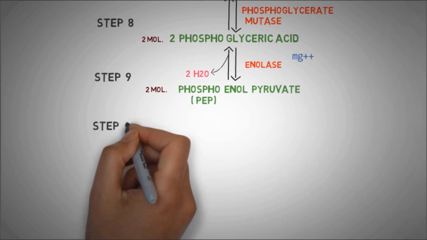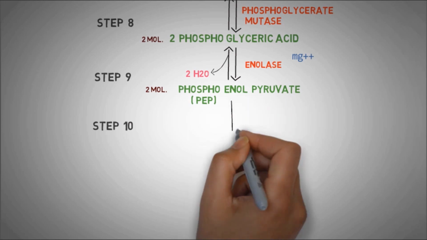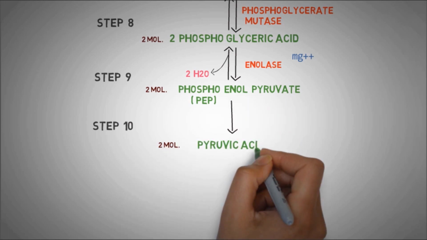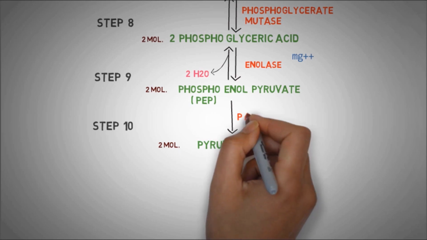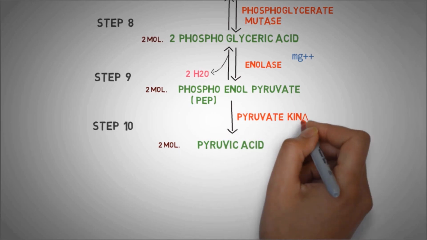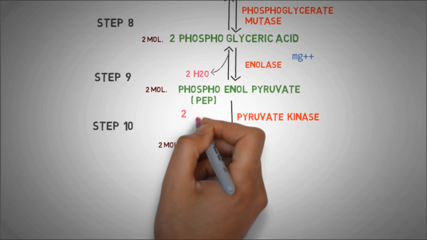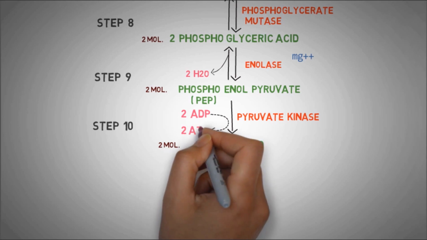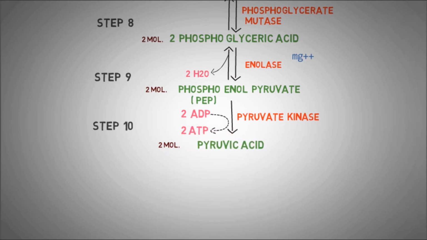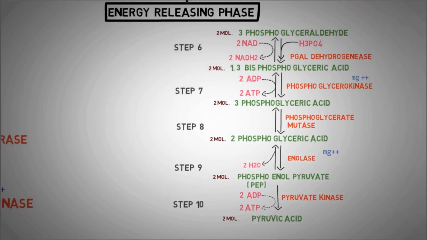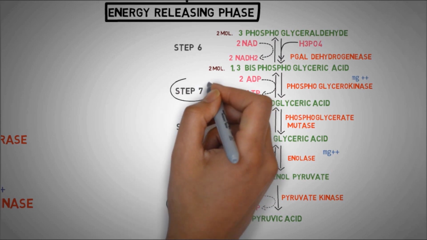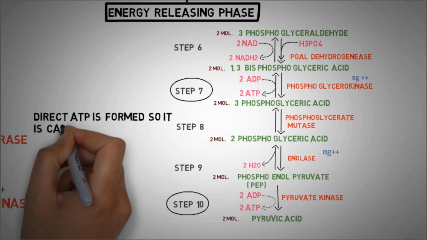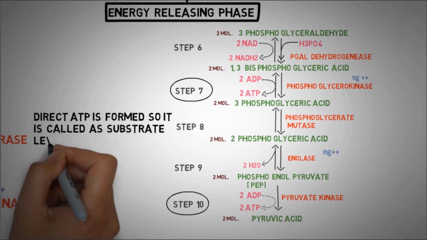In step 10, two molecules of phosphoenol pyruvate are converted into two molecules of pyruvic acid. The enzyme used in this reaction is pyruvate kinase. In this reaction, 2 ADP molecules are converted into 2 ATP by taking phosphate from PEP. In step 10 and step 7, direct ATP is formed, so it is also called substrate-level phosphorylation.